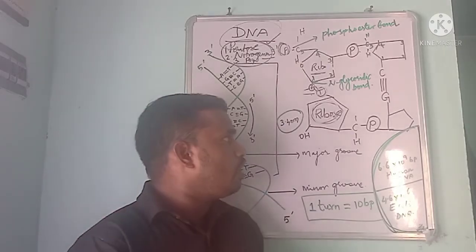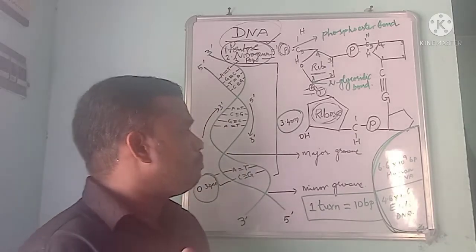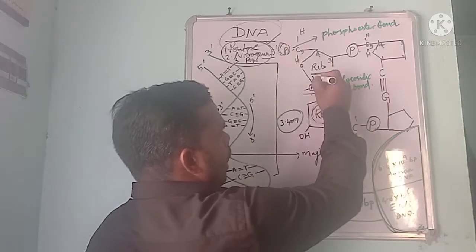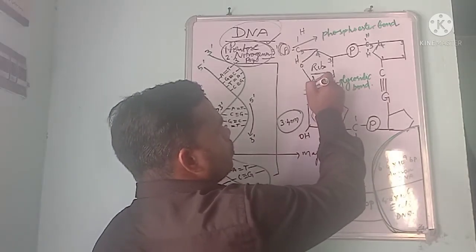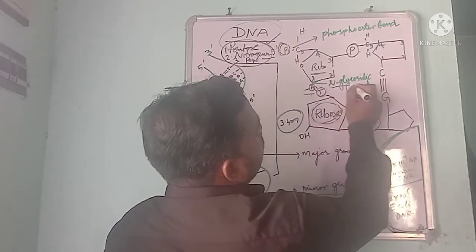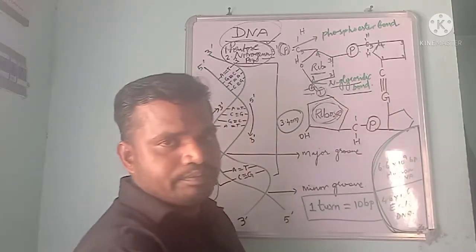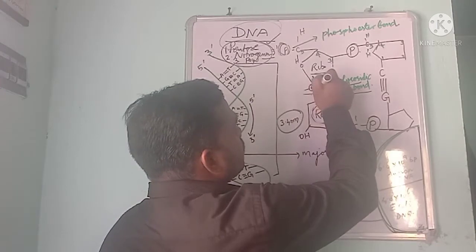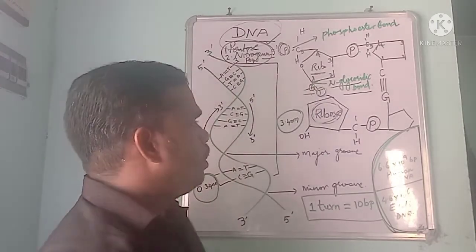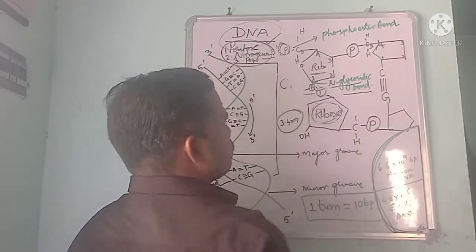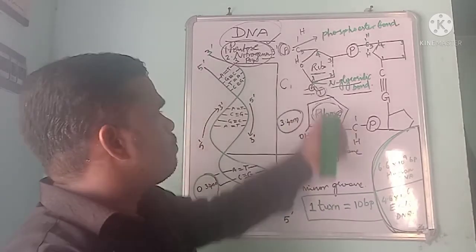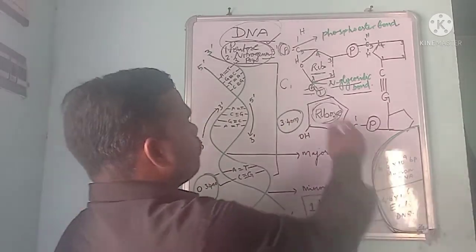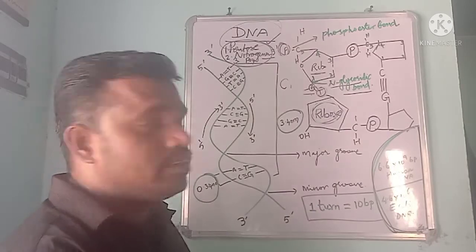I think I am not going fast, so keep up. The ribose sugar is attached to the nitrogen base through the bond called the N-glycosidic bond, where this adenine is attached to the ribose sugar. At the C1 carbon of the ribose sugar, the adenine is attached.